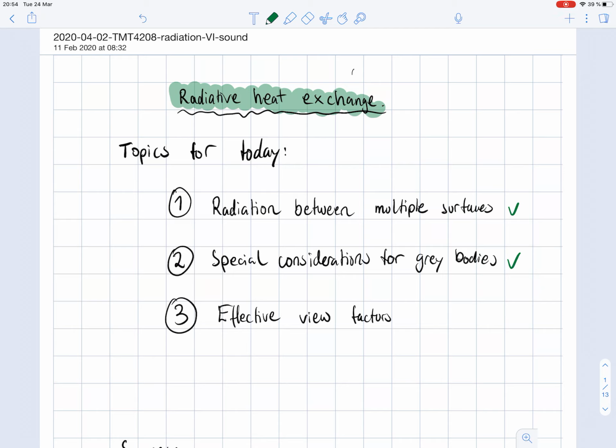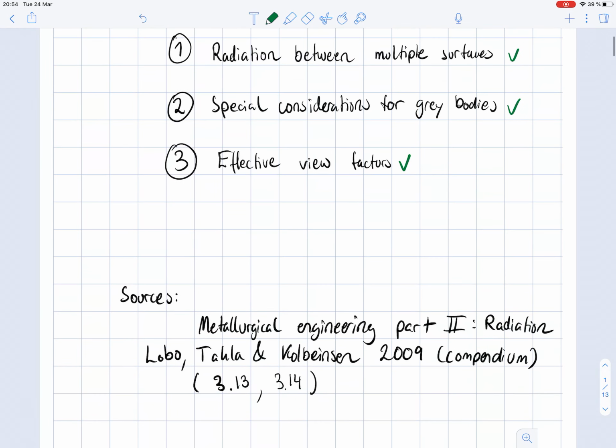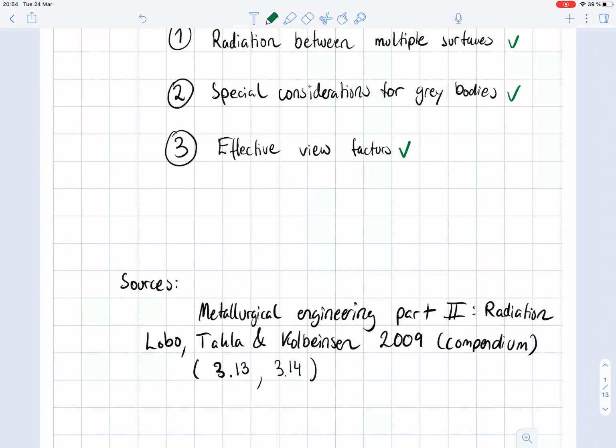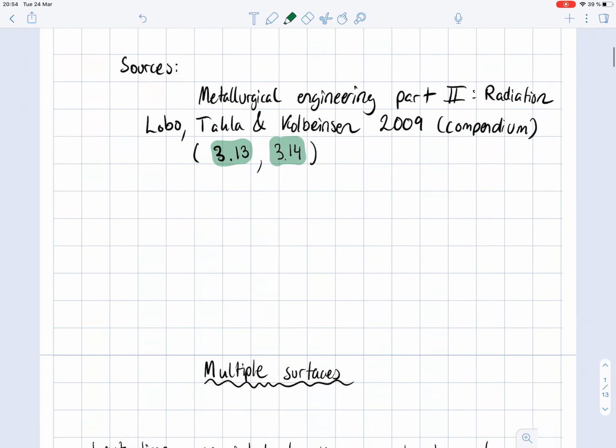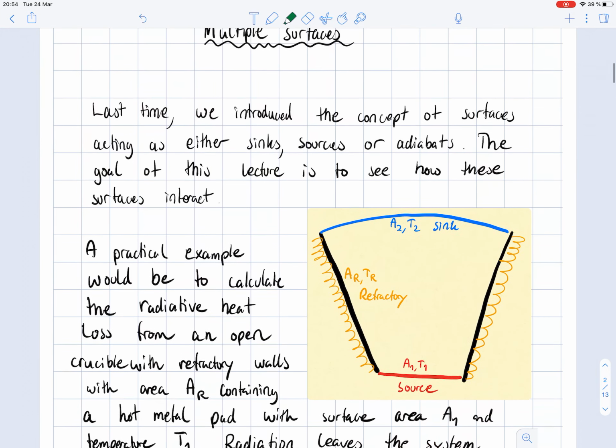Finally, we will have a brief discussion on so-called effective view factors, which lumps together the view factors for multiple surfaces when calculating the net heat exchange, which is typically what you are interested in. Sources for today are chapters 3.13 and 3.14 in the compendium. So let's jump right into it.